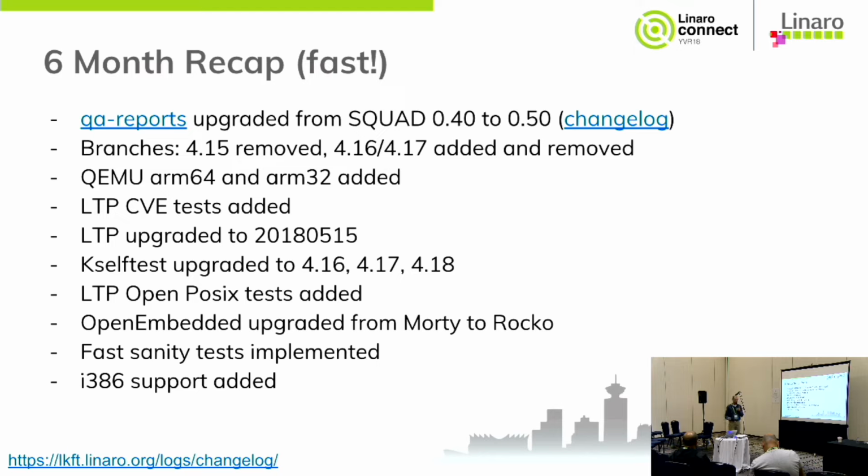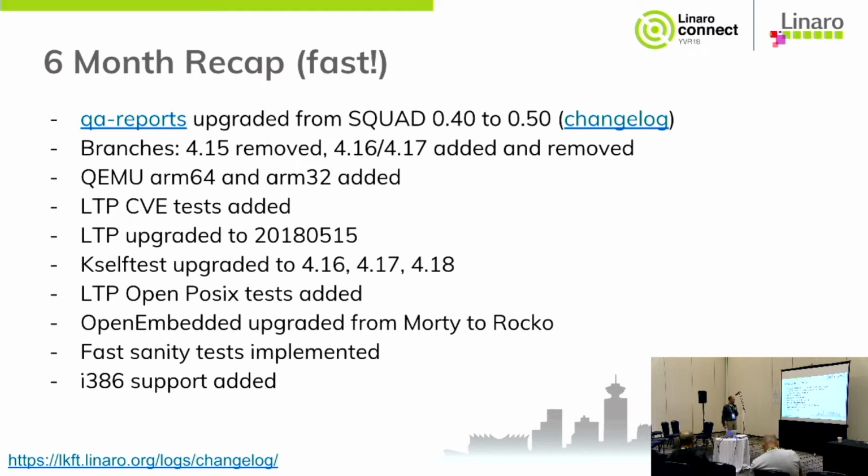So, a quick 6-month recap. I don't have a timer here, so I don't really know how I'm doing. Squad has had huge development in the last 6 months, since the last Connect. Branches: we're always adding and removing branches as we follow kernel.org. If there's a stable branch on kernel.org that's newer than 4.4, because we don't do the older ones, we add it, and as they're removed from kernel.org and removed from support, we remove them from LKFT.